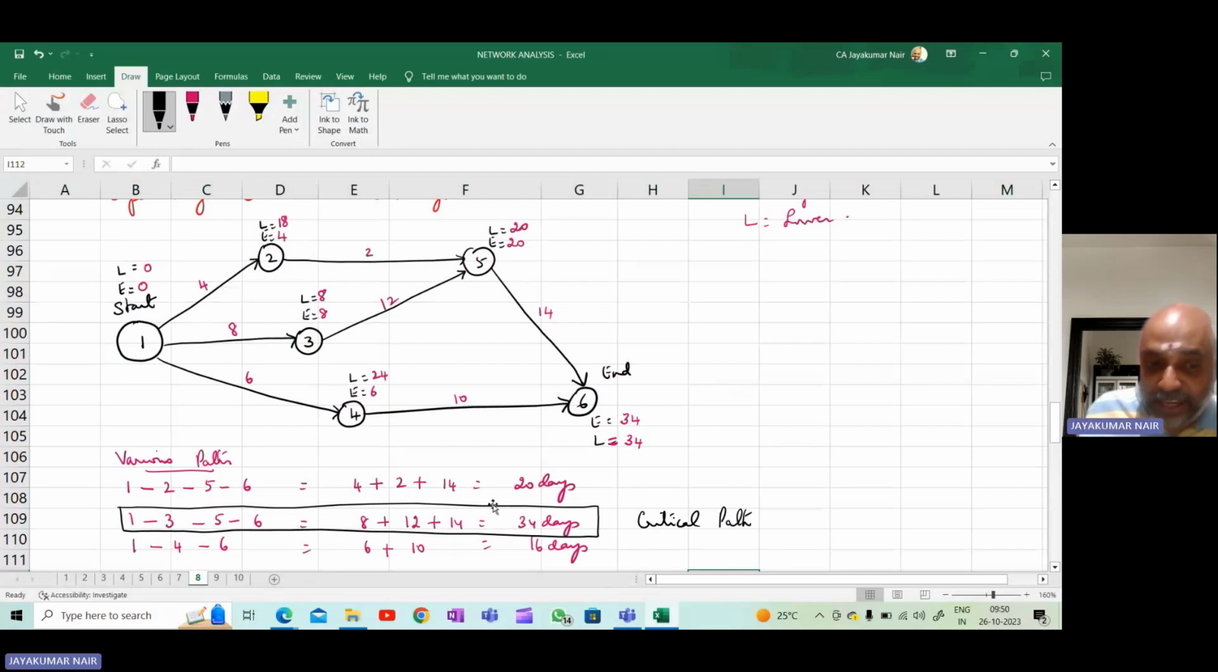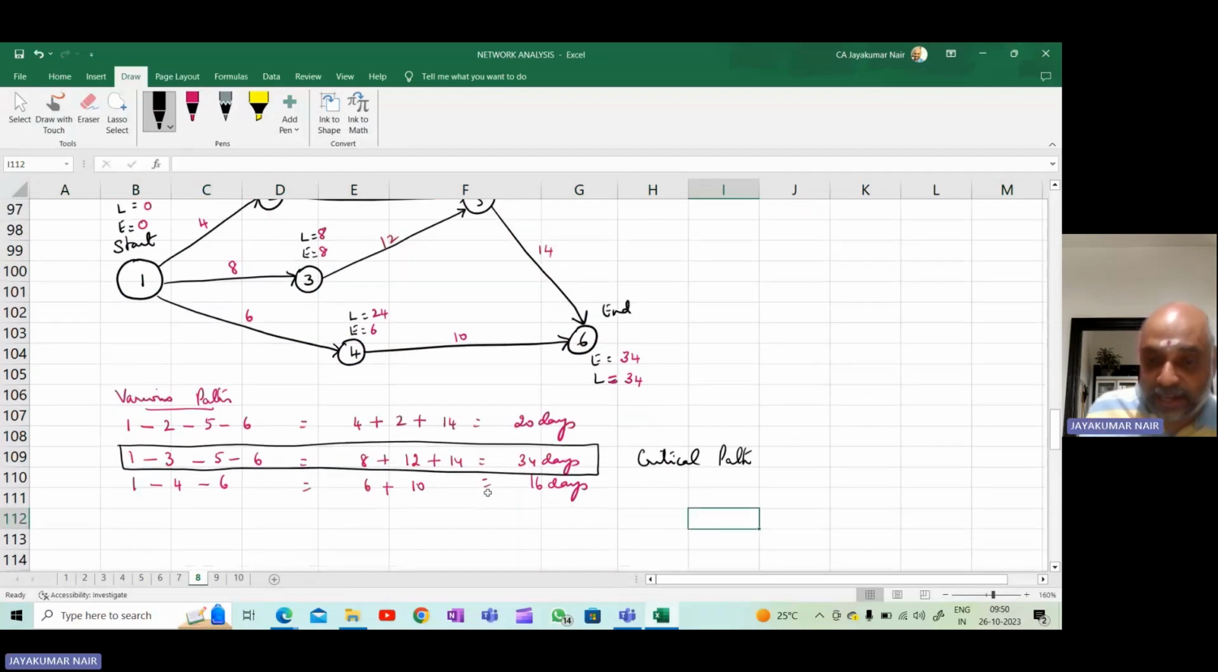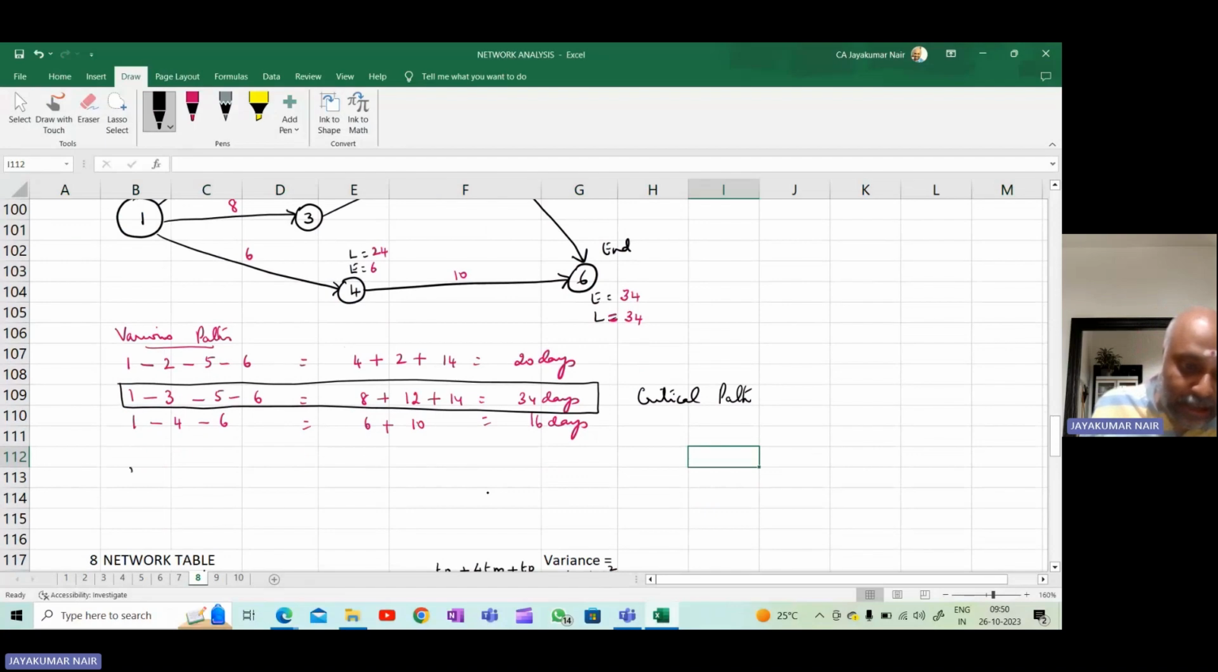So 1 to 3, 3 to 5, 5 to 6 is the critical path. So I'll write here critical path is equal to 1 to 3, 3 to 5, 5 to 6. Expected project duration. That means how long will it take to complete this particular project? It will take 34 days.